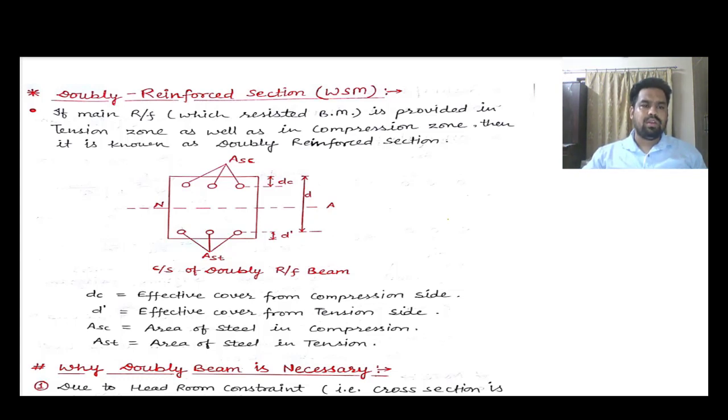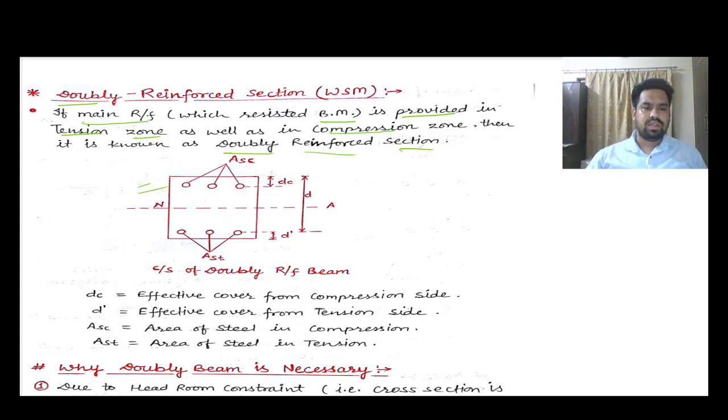A doubly reinforced section is a section, as the word defines, in which the main steel is provided in the tension as well as the compression zone. As per the definition, if the main reinforcement which resists the bending moment, or provides the moment of resistance, is provided in the tension zone as well as in the compression zone, then the beam is known as a doubly reinforced section.